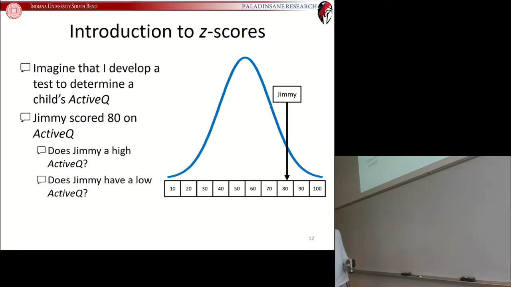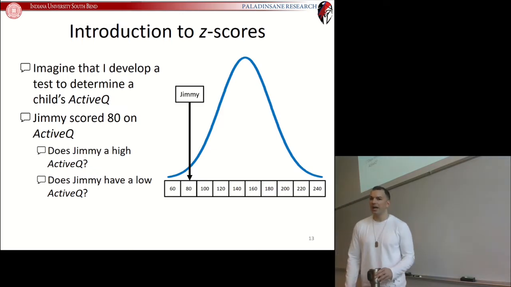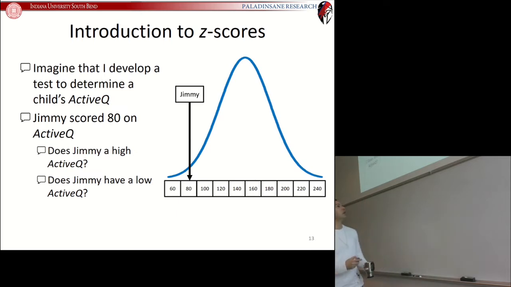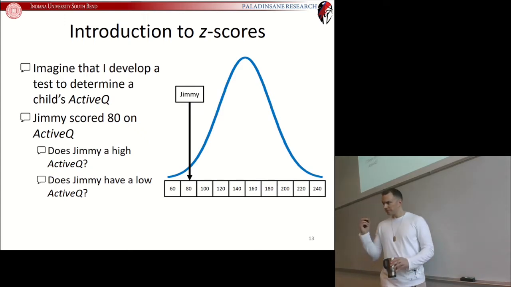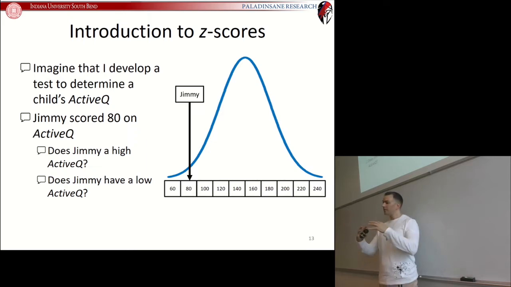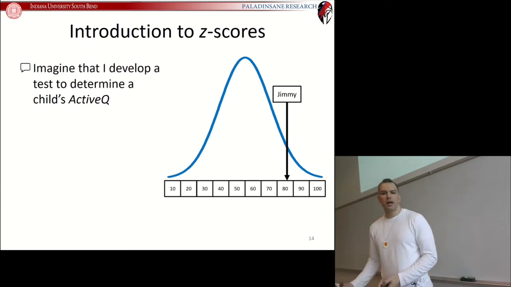On the other hand, that same 80 could indicate a low score if this was a different distribution, because 80 is right there on this particular distribution, indicating that Jimmy is actually very inactive, right? So his mother's perception of his activity is incorrect. Jimmy is actually much less active than most children in the population. So the meaning of a score takes a lot of its meaning from the context, i.e. the frequency distribution that it's a part of. All right, so let's further take a look at this.